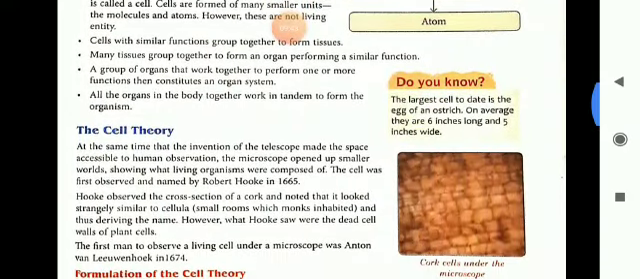So till now the largest cell is the egg of an ostrich. On average, they are 6 inches long and 5 inches wide.